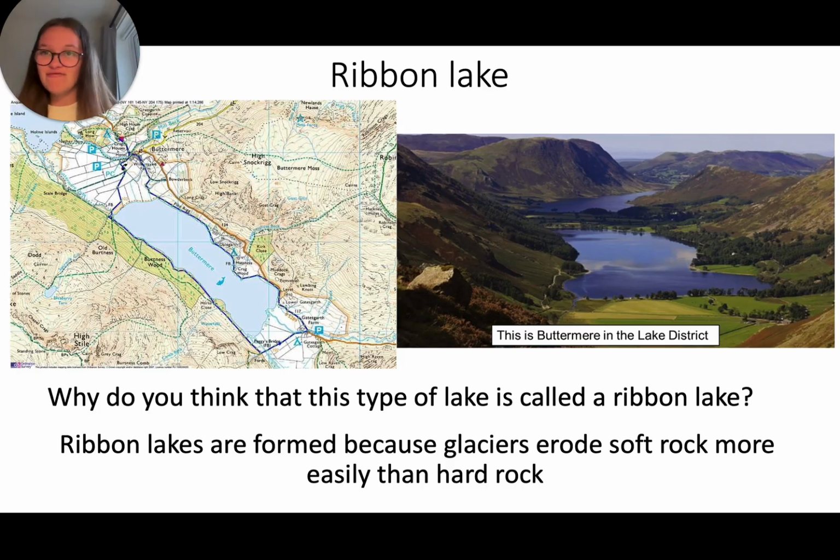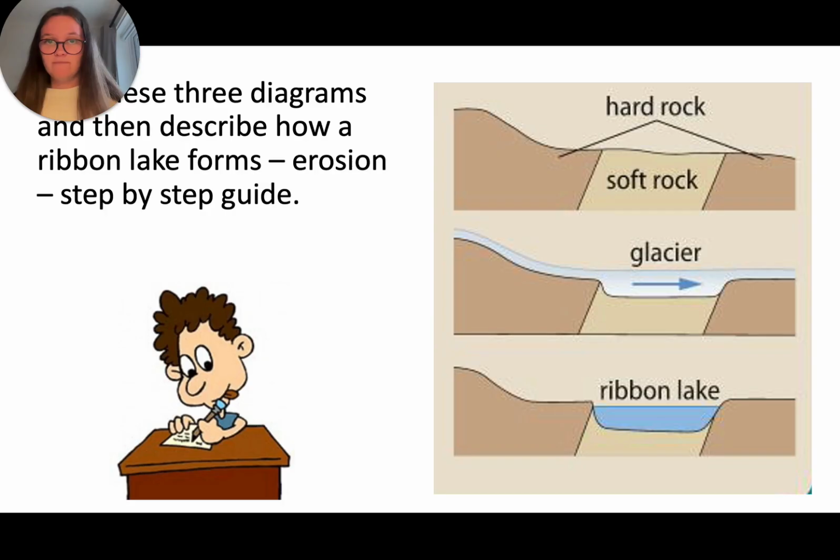And finally, our ribbon lakes. This is a picture and an OS map of Buttermere in the Lake District. These are formed because of different kinds of rock. So you might remember with rivers there are various different types of rock and different landforms happen as a result of different softness and hardness of rock. Same with ribbon lakes. So ribbon lakes are formed because glaciers erode soft rock easier than hard rock.